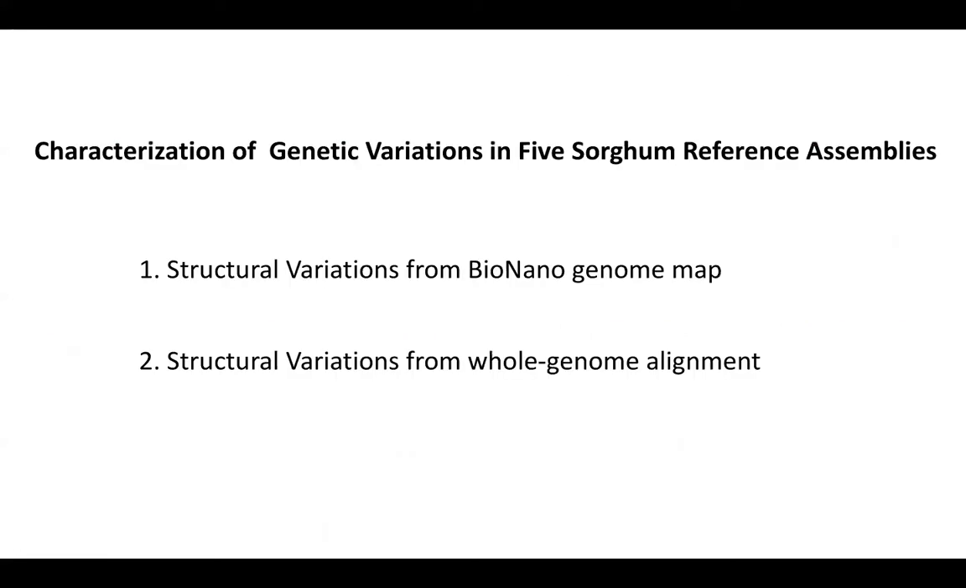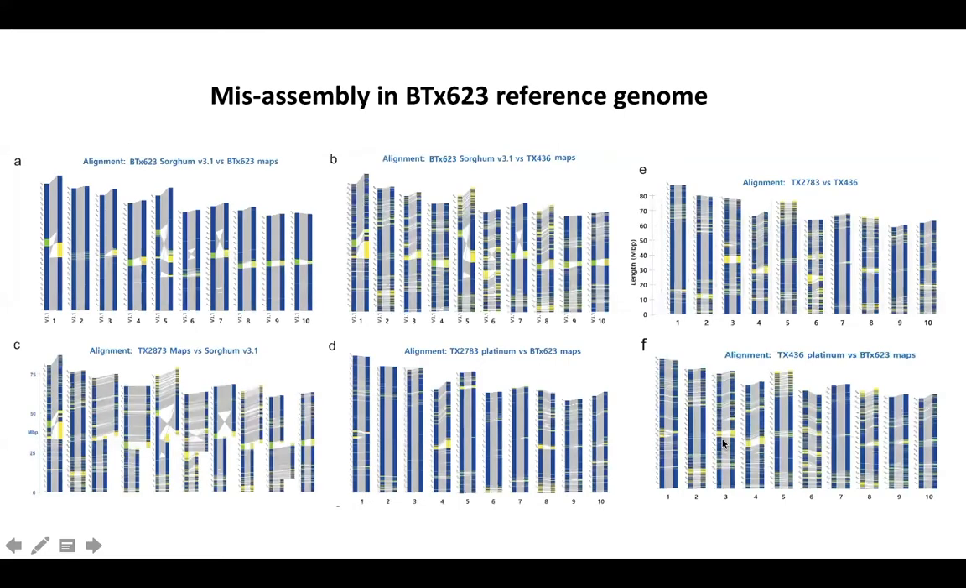Now we have genomes, we have multiple genomes. These have enabled us to study the genetic variations using these genomes. To look at the structural variations, we use both Bionano map and whole genome alignment. An initial assessment of large structural variations was obtained by comparing PTS-T23 Bionano map to PTS-T23 variant 3 reference genome sequence.